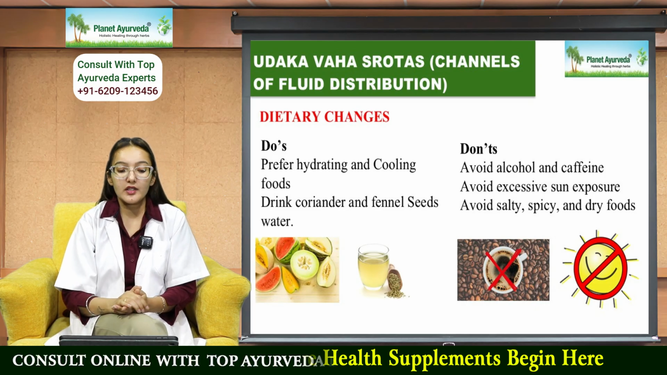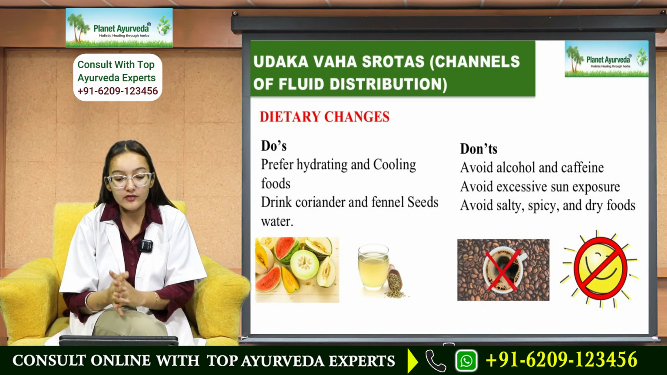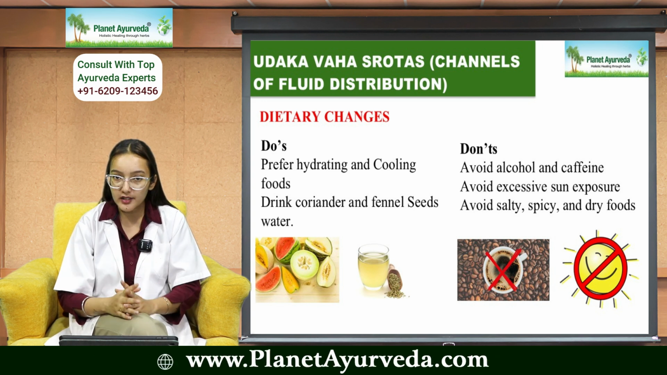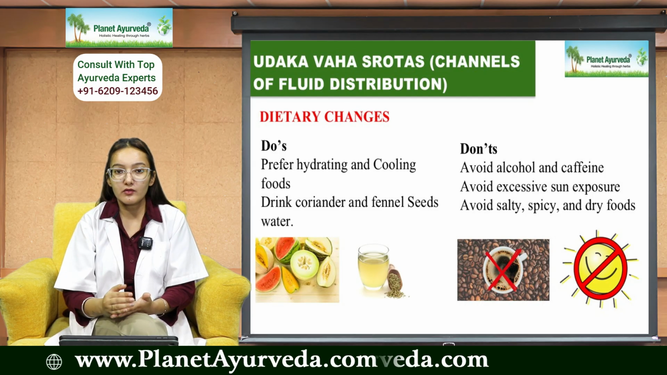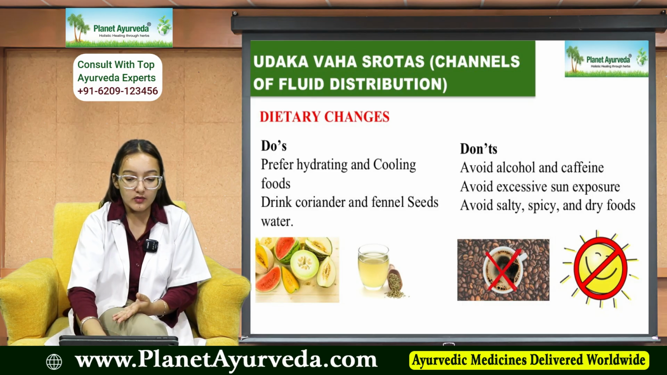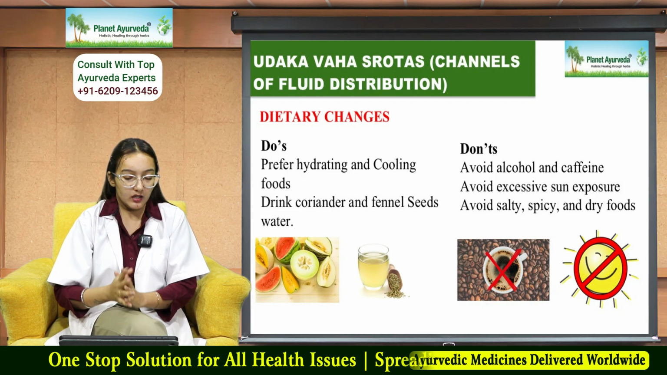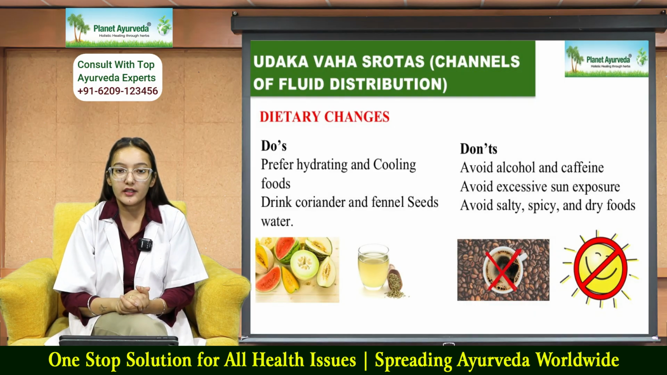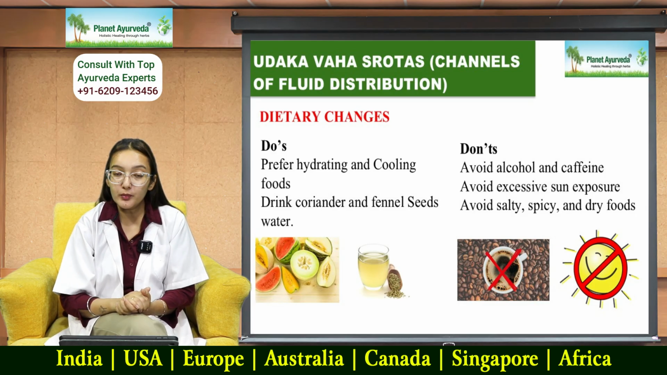So ask them to prefer hydrating and cooling foods, and to drink coriander and fennel seed water. Basically ask them to take sweet, sour and salty food items. That will increase the kapha inside the body. Kapha is responsible for the fluid. So ask them to take a kapha-increasing diet in moderate quantity. Also ask them to take fruits which are high in water content, like watermelon and muskmelon, or cucumber, which is also high in water content.